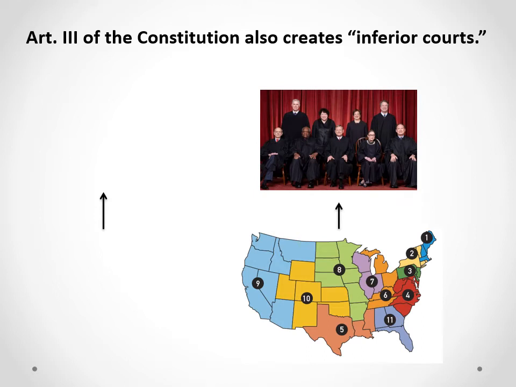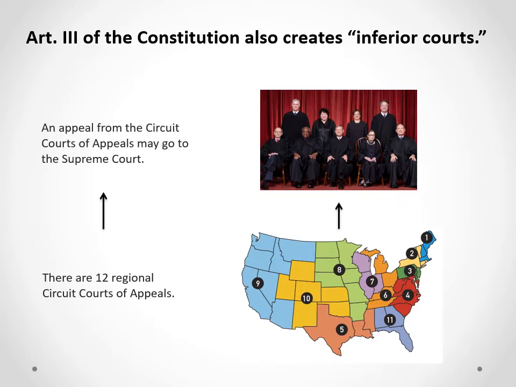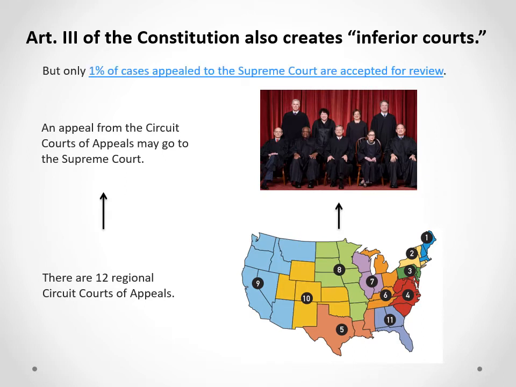Okay, as we saw, Article 3 of the Constitution also creates the lower or inferior courts. We have 12 regional circuit courts of appeal, and these feed into the Supreme Court. An appeal from one of the circuit courts of appeals may go to the Supreme Court, but the Supreme Court does not have to accept cases for review. In fact, they only accept 1% of cases that are appealed to them.